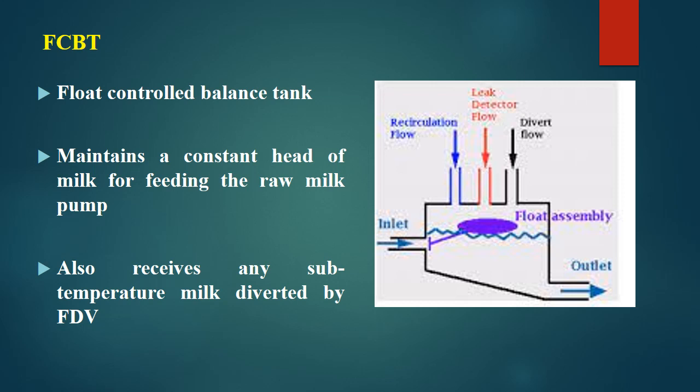I have mentioned in the previous flow chart, whenever the pasteurization is not optimum, automatically it will shut the flow of milk towards the pasteurized side, and it will go back to the FCBT for re-pasteurization. So in the right side diagram, we can see there is a balance tank having an automatically controlled float valve. There is an inlet, there is an outlet, and there are other details.